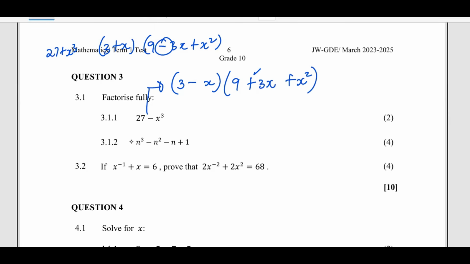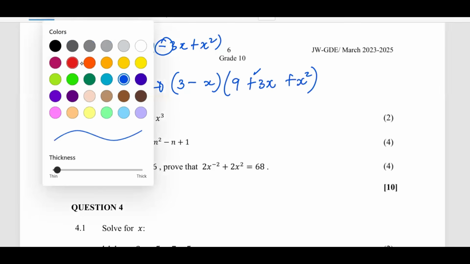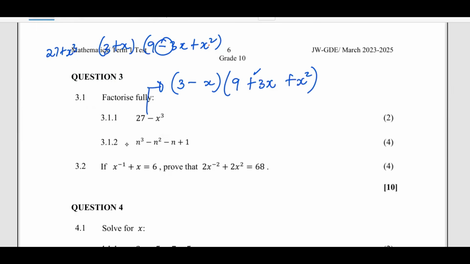And then 3.1.2, we have 4 terms, and with 4 terms, we said we must always group. So this and that, I'll group this and put a plus sign there. What's common in the first bracket is n squared. I have n minus 1. In this bracket, let me take out the negative so that I have n minus 1 again, because I want similarity.